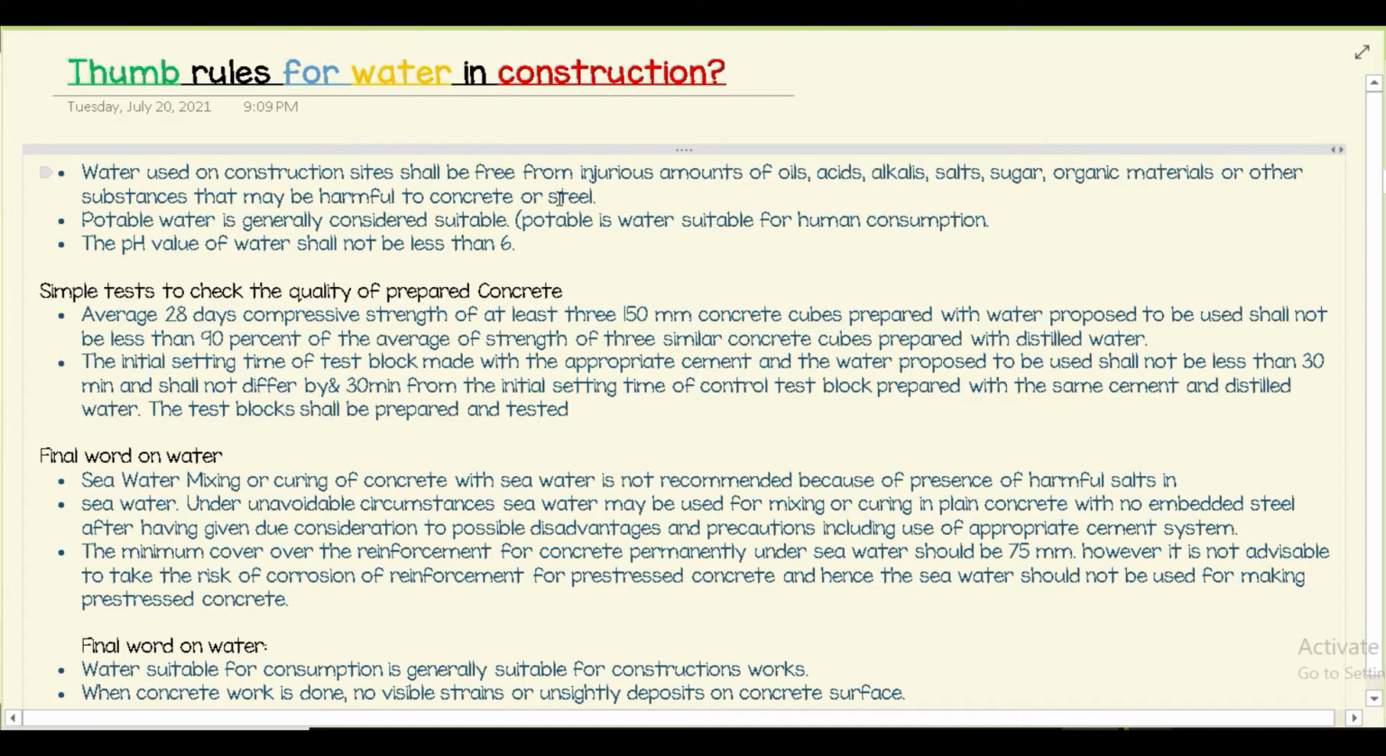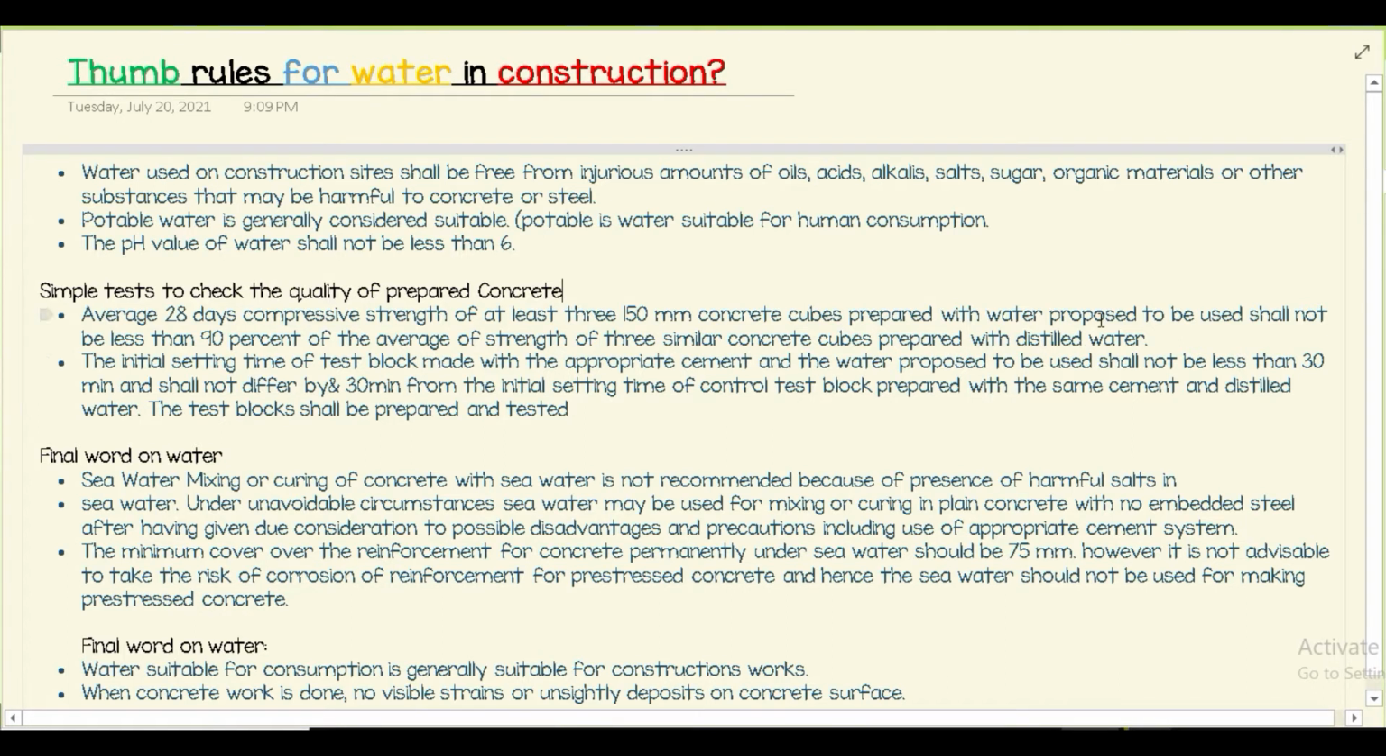And there are even two simple tests that we could do to compare distilled water and any new source of water that we have. So the first test is that the average 28 days compressive strength of at least 3 150 mm concrete cubes prepared with the proposed water, which is the new testing water, shall not be less than 90% of the average strength of 3 similar concrete cubes prepared with distilled water.